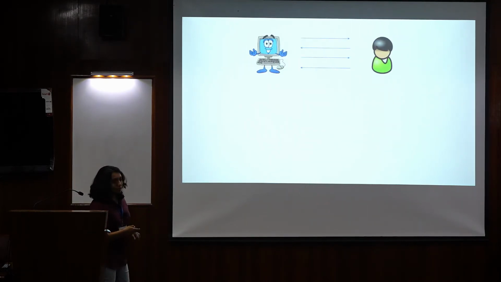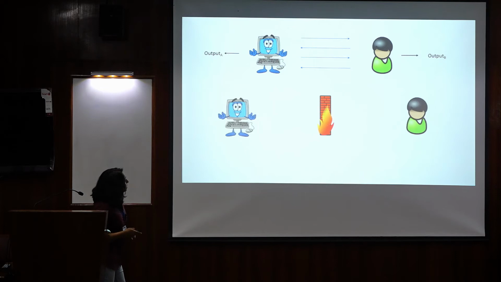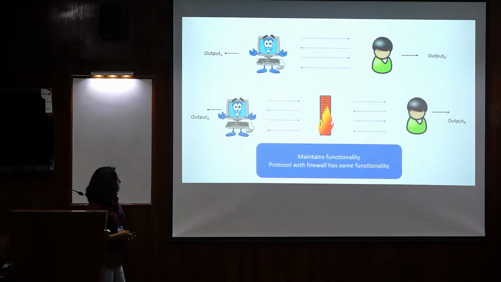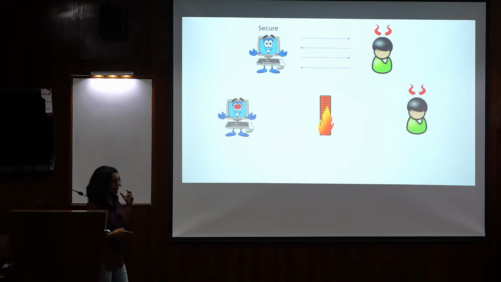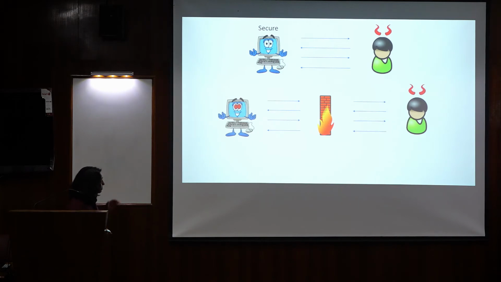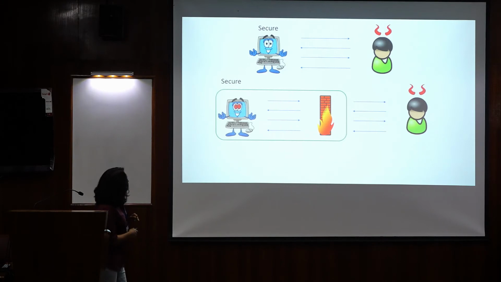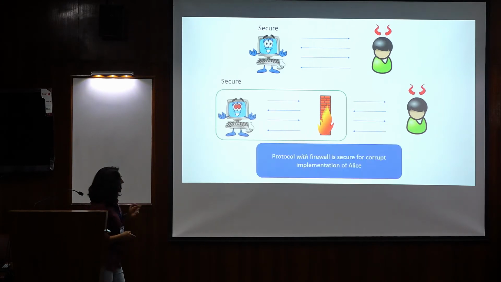So if the underlying protocol had a certain functionality, then we want the firewall to retain that functionality. So this is the functionality maintaining property of the reverse firewall. And in addition, if the underlying protocol satisfied some security notion in the presence of a dishonest Bob, then we want the protocol with the firewall to satisfy the same security notion even when this implementation is insecure. So this is the security notion of the protocol with the firewall.